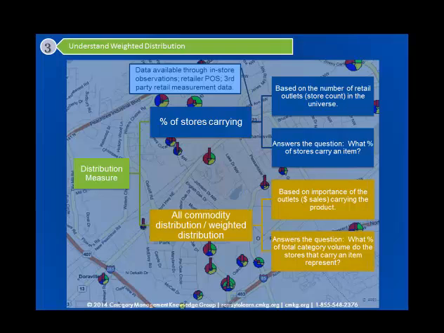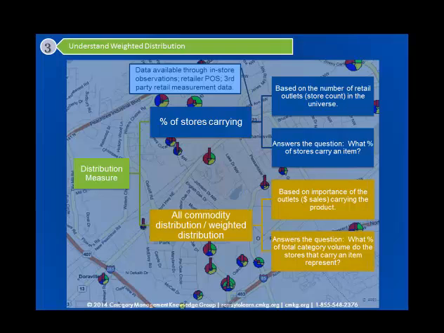When you look at it from a weighted perspective, though, the calculation gets a little bit more complicated, but not by much. But it's based on the importance of each of the stores actually carrying the product. So importance based on dollar volume that they're carrying. So it answers the question, what percentage of total category volume do the stores carrying that item represent?